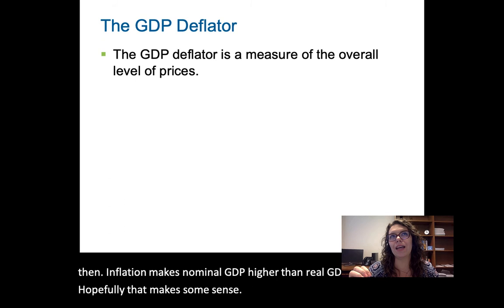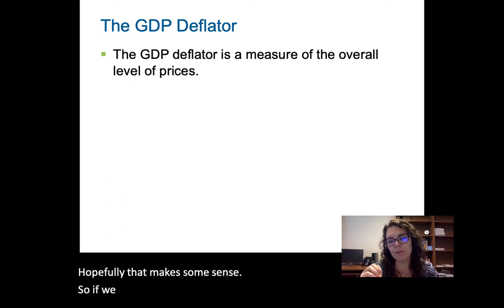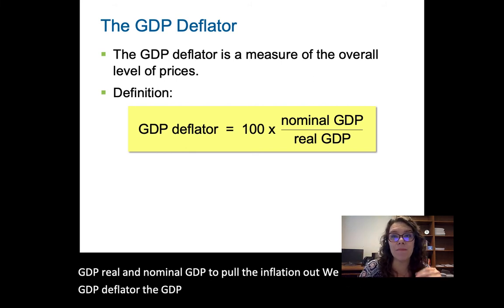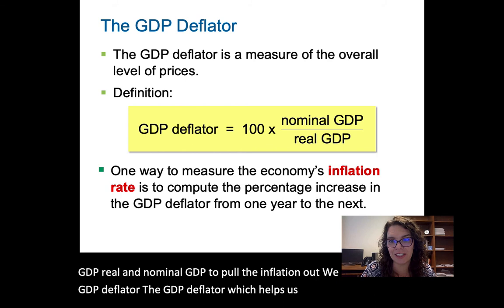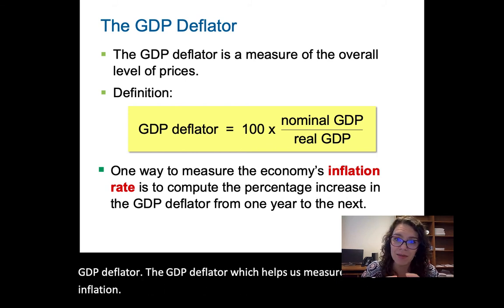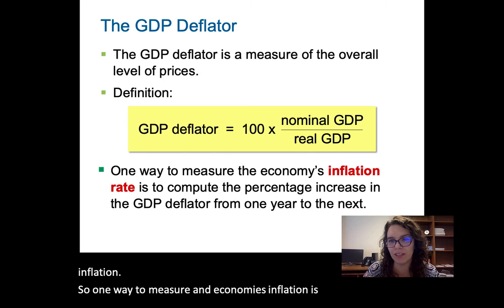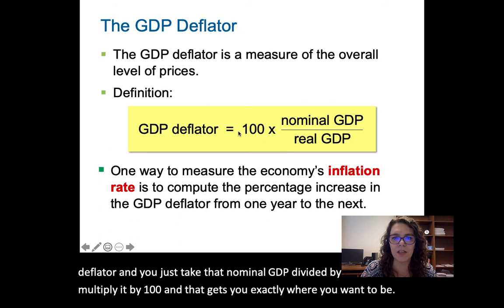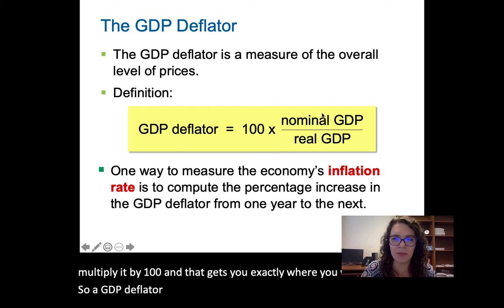So if we can use real and nominal GDP to pull the inflation out, we can also use a GDP deflator, which helps us measure changes in inflation. So one way to measure an economy's inflation is to calculate the GDP deflator. And you just take that nominal GDP, divide it by real GDP, and multiply it by 100. And that gets you exactly where you want to be. So a GDP deflator is just nominal GDP divided by real GDP times 100.